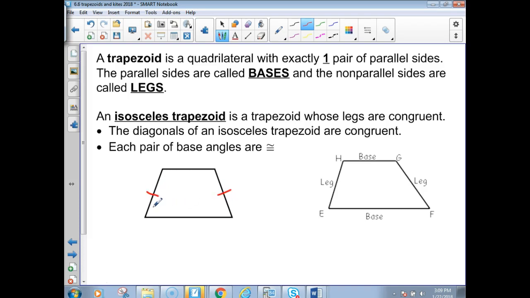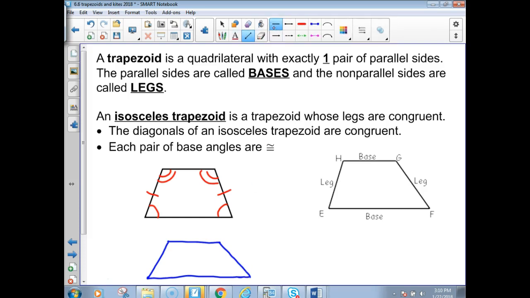And if each pair of base angles are congruent. Now, it has exactly one pair of parallel sides. This is just the bases and the legs. We've already discussed those, so I don't want to waste more time just labeling everything. But if the diagonals are congruent and the base angles are congruent, I can mark those base angles. And then I'm thinking I would rather have another trapezoid in order to show that the diagonals are congruent.